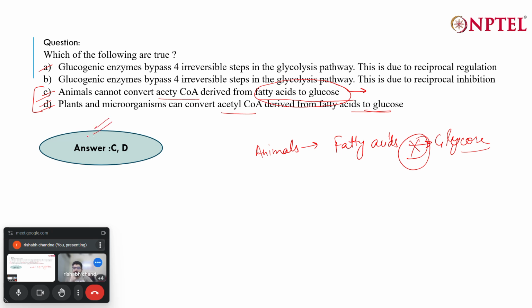Then, glucogenic enzymes bypass four irreversible steps in the glycolysis pathway. This is due to reciprocal regulation. No, there will be regulation, but it is not reciprocal. Then, glucogenic enzymes bypass four irreversible steps in the glycolysis pathway. This is due to reciprocal inhibition. No, this is also false. So the correct answer is option C and D.